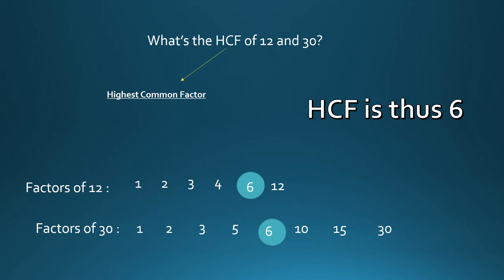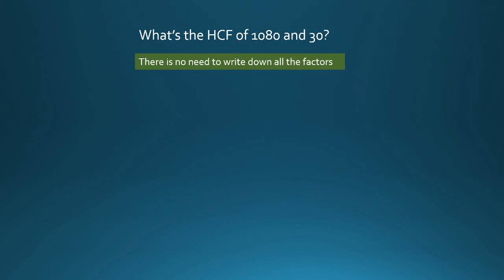Okay, now let's see some other examples. What is the HCF of 1080 and 30? What we did before was just for the sake of understanding the meaning of HCF, because if you try to use that way to find the HCF of big numbers, and one of the numbers is big, then you will have many factors and it will take a long time to figure out all the factors. So you don't have to write down all factors and figure out the HCF. You can just check if this number divides this or not.